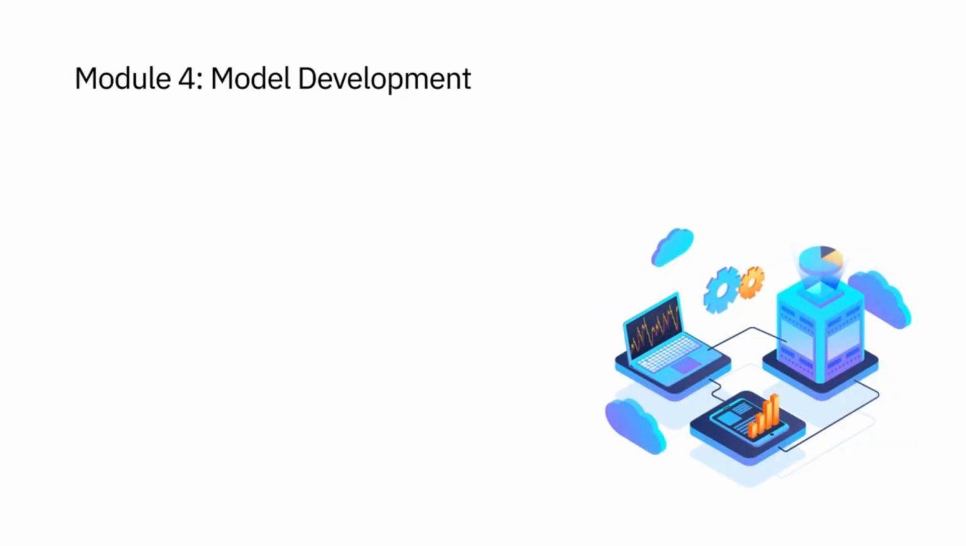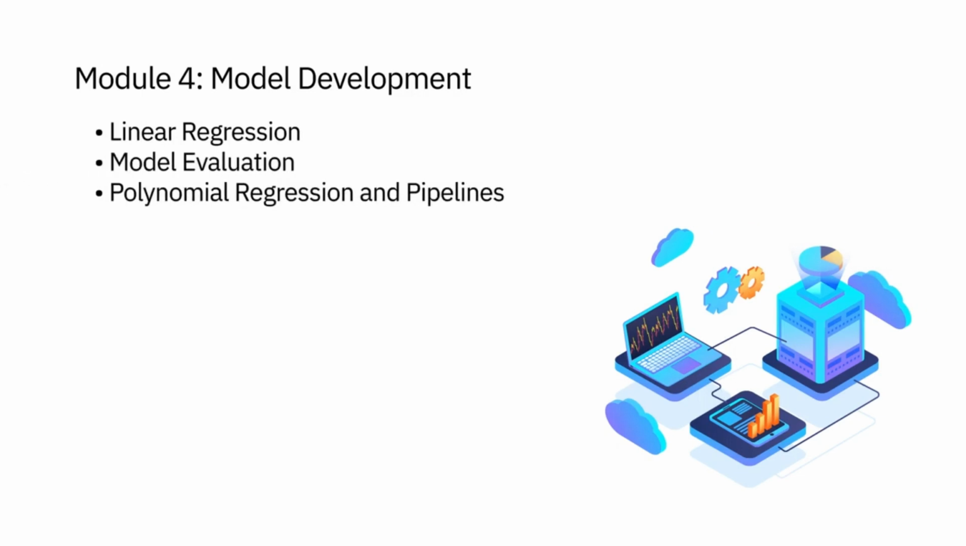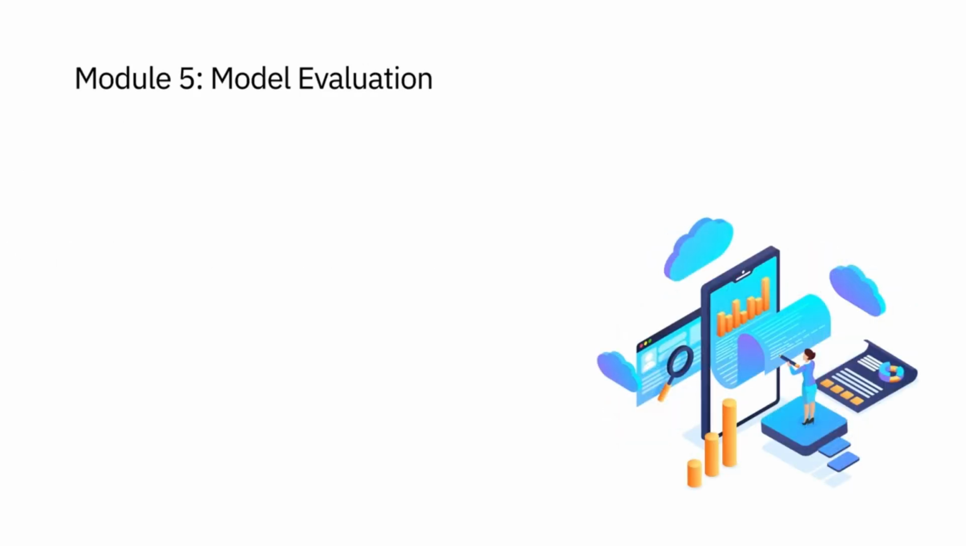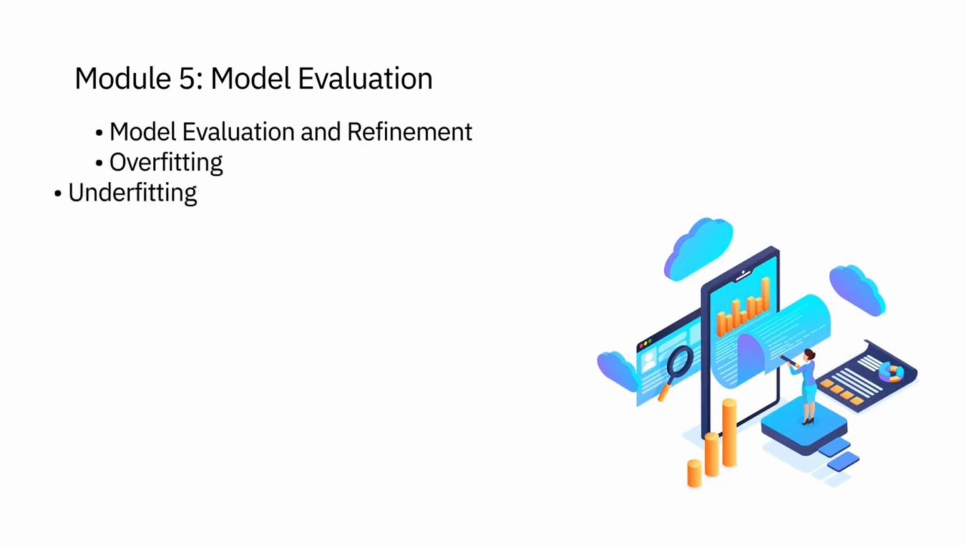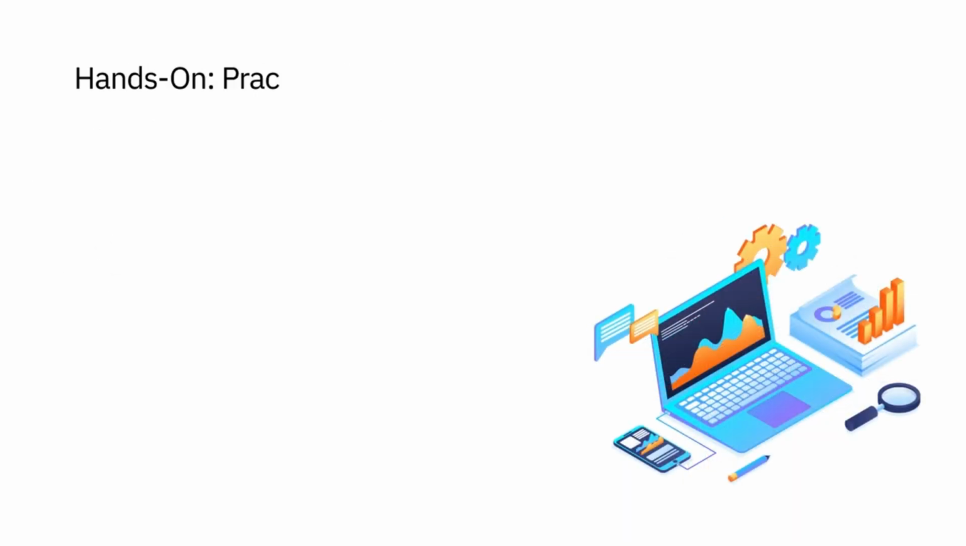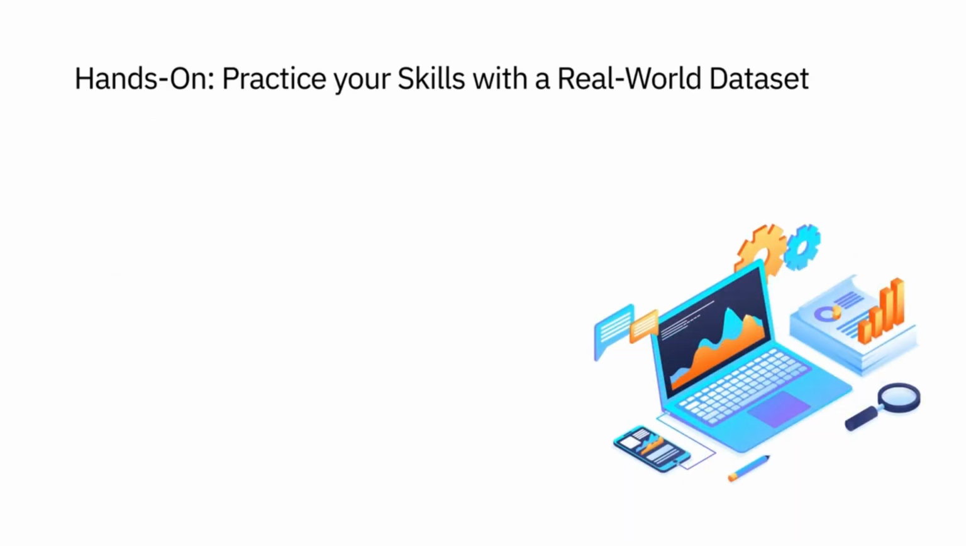In Module 4, you will learn linear regression, model evaluation, polynomial regression and pipelines, measures for in-sample evaluation, prediction and decision making. In Module 5, you will discover model evaluation and refinement, overfitting, underfitting, model selection, ridge regression, and grid search. Finally, you will practice your newly acquired skills with a hands-on project using a real-world dataset.